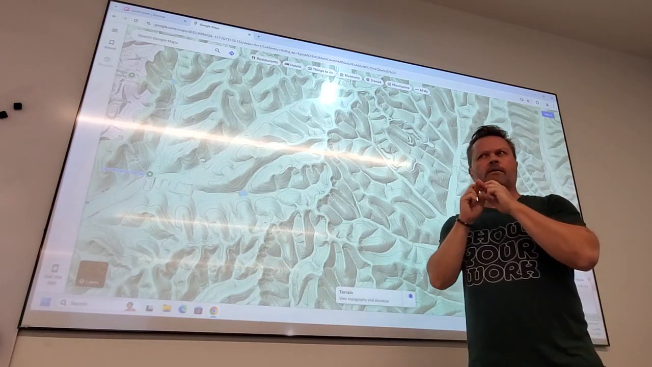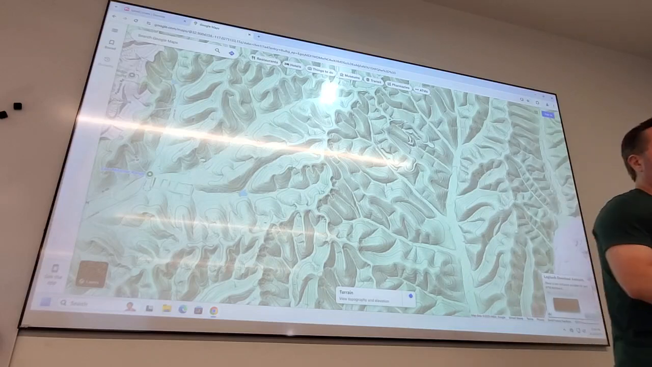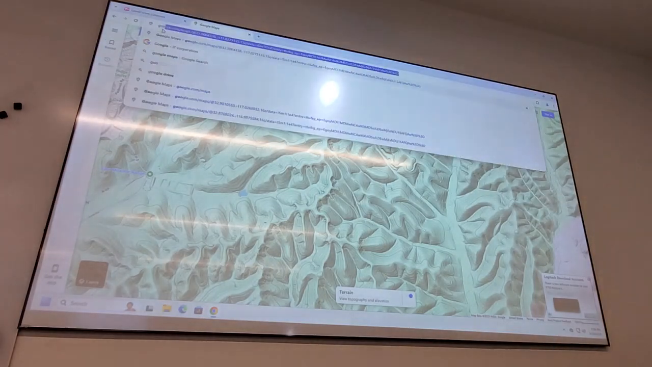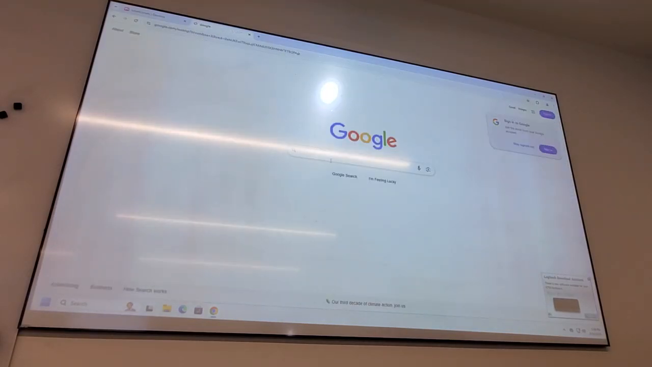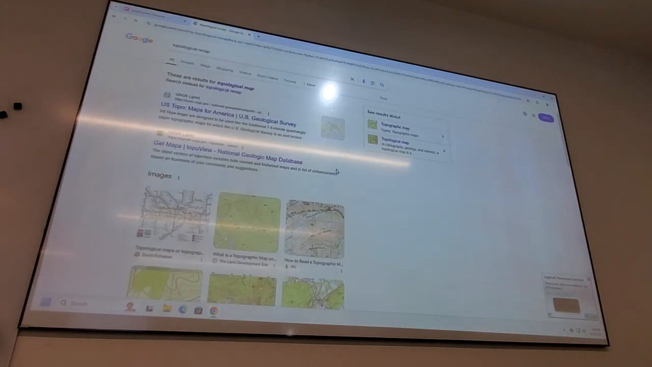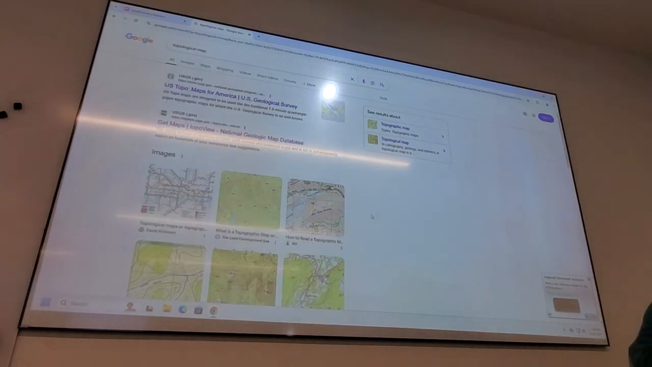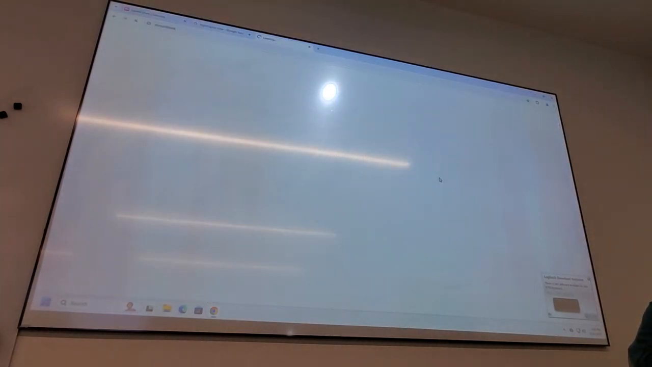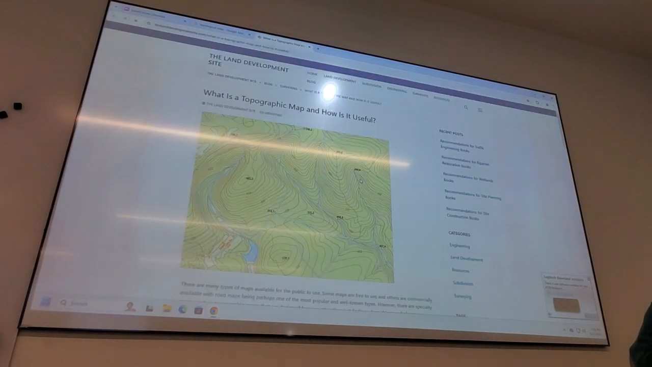How are we doing so far? Let me try something besides Google Maps. I'll try Google, not Google Maps. Topological map. Okay. There we go. Is that basically what we're looking at? But it's got numbers, so it's a little better.